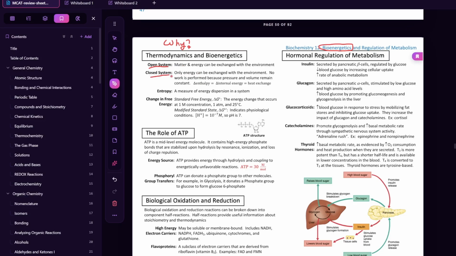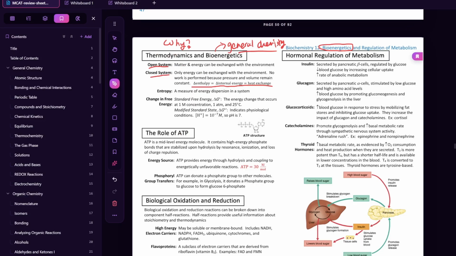A closed system is where only energy can be exchanged, so no work is performed because pressure and volume stay constant. So this equation applies here. Delta enthalpy is equal to delta internal energy and heat exchange. If these terms, by the way, are very confusing, then you need to review general chemistry on systems and processes. General chemistry review would help a lot for thermodynamics, which goes over systems and processes.